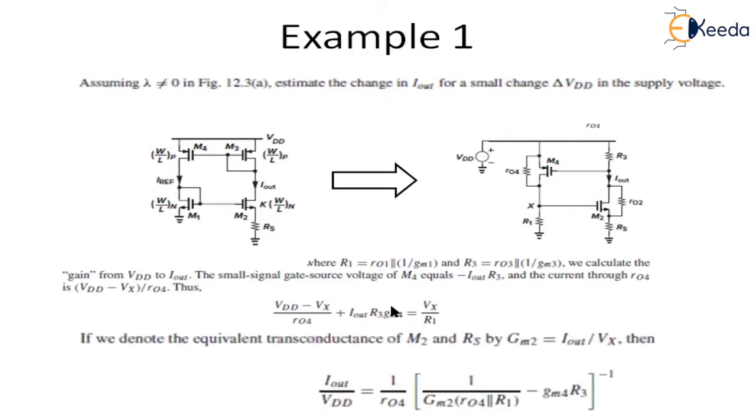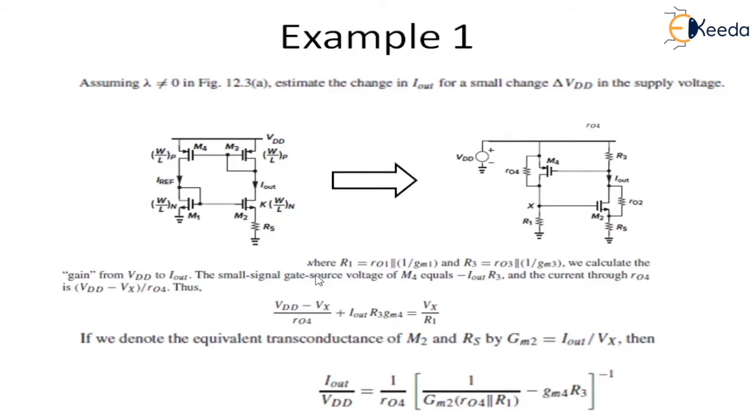Now, if we denote the equivalent transconductance of M2 and RS by GM2, we will get I out by Vx, and then we can get I out by VDD equal to 1 upon RO4, plus the inverse of (1 upon GM2 RO4 in parallel with R1, minus GM4 R3). So this is the simple equation which estimates the change in I out for a small change in VDD.